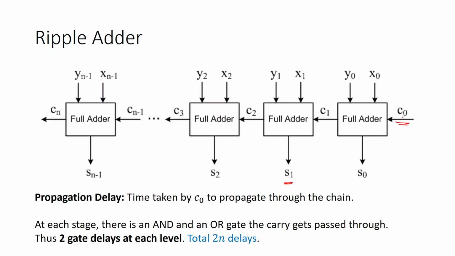So what happens, c0 comes to generate c1, which comes to generate c2, which comes to generate c3, and in this way, until and unless Cn and Sn minus 1 are generated, your addition will not be completed. So there is a significant time one needs to generate the addition result, and you can understand very well that as you extend the length of the binary number, the propagation delay of the ripple adder will increase. How long does it take?